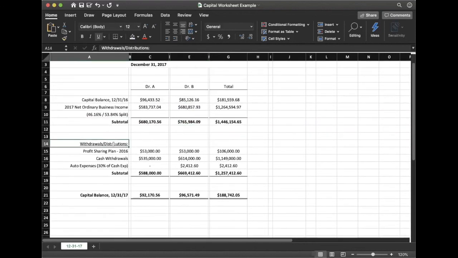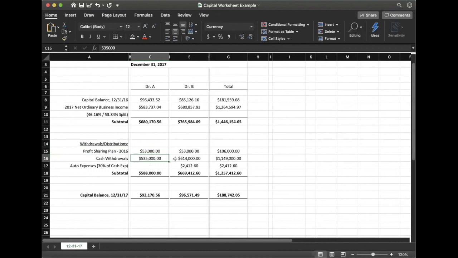Then we do the withdrawals. In this case, we have some extra things. You don't have to worry about this in terms of the class, but I just want to show you with my example. They had a profit sharing plan that the company paid for, but it comes out of their capital account, $53,000 for each. The withdrawals, this is them taking money out of the business, either as salary or bonuses or payments.